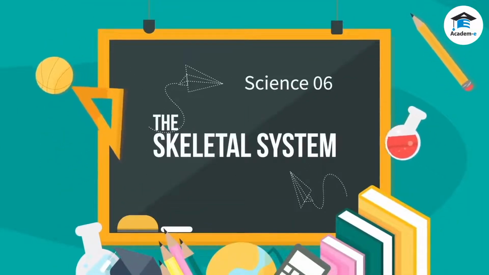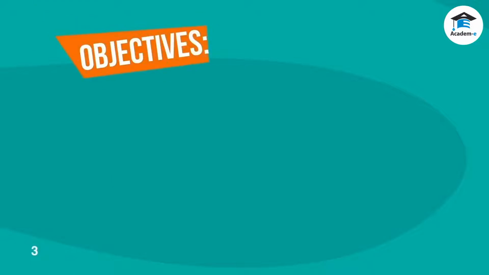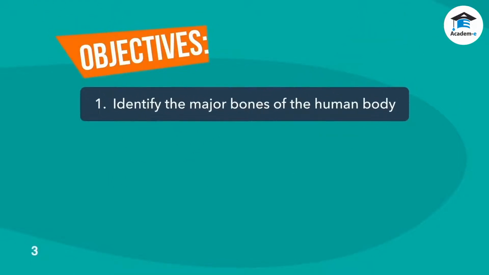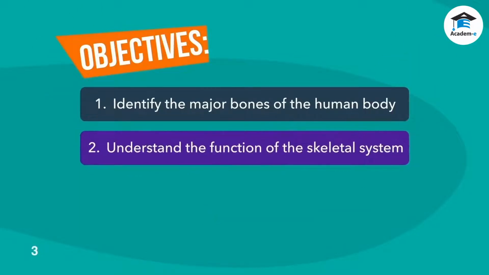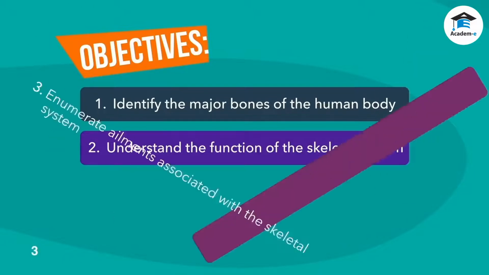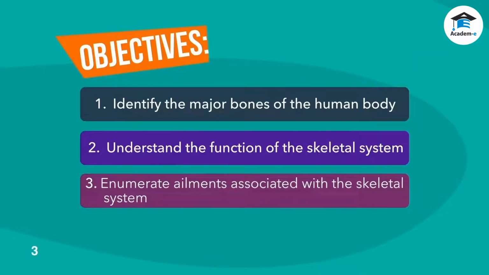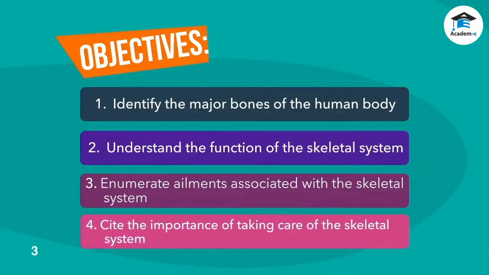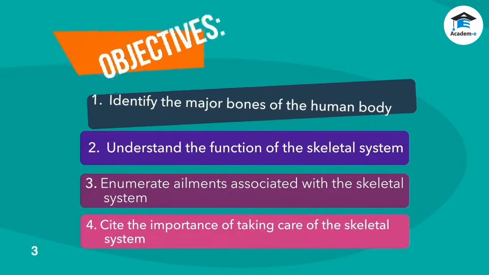Science 06, the skeletal system. Objectives. At the end of the lesson, you should be able to: 1. Identify the major bones of the human body. 2. Understand the function of the skeletal system. 3. Enumerate ailments associated with the skeletal system. 4. Cite the importance of taking care of the skeletal system.